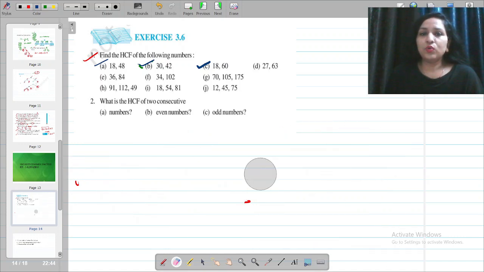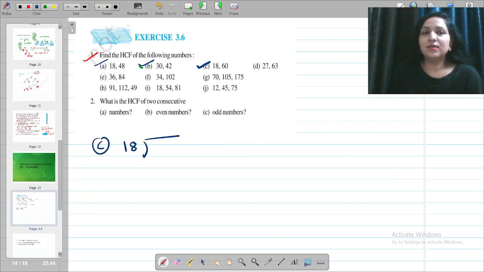What I am going to do, bigger number in and smaller number out. 18 out and 60 in. Now what I am going to do, I have to keep on dividing it till the time the remainder becomes 0. Just observe the steps carefully and try to do this question yourself. You will find it much easier to find the highest common factor using this method. This is 18 now. I'm not going to do it myself. I'll show you the calculations.